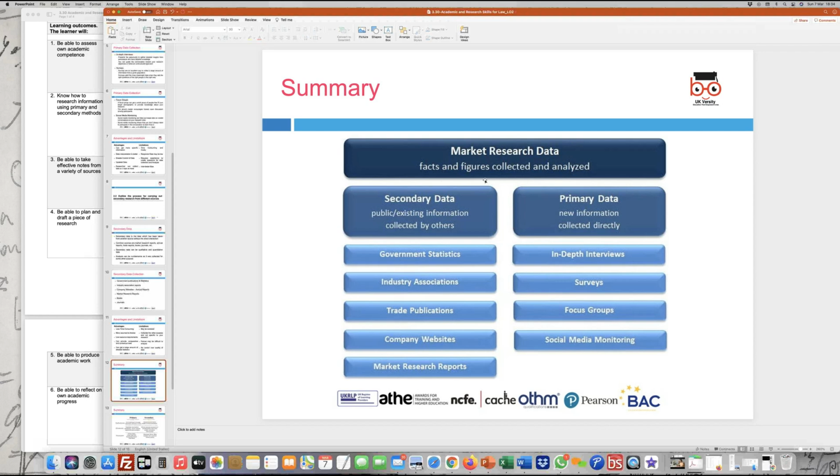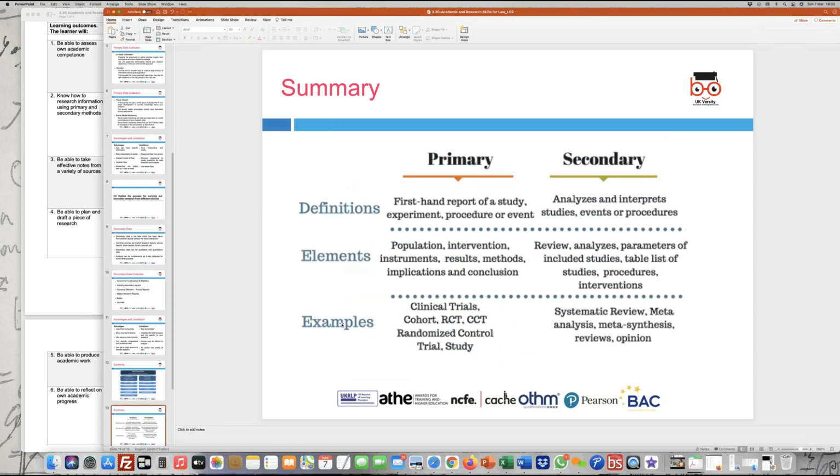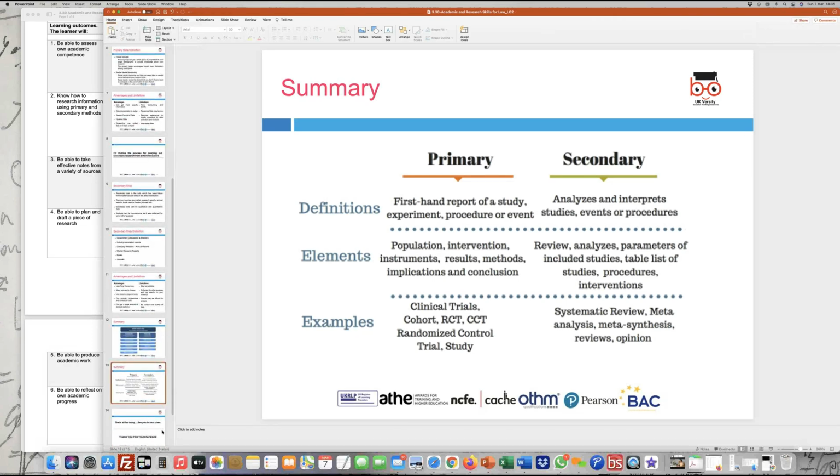So when we look at market research data, facts and figures are collected through secondary sources and primary sources. Primary because you're collecting the information firsthand. Secondary because this is being collected from a published resource, a location where the data has already been presented. And when we summarize the different methods through which research is carried out, we look at primary methods and secondary methods. This particular slide summarizes how and when these activities are done, what elements they involve, and some examples, to cover off the second learning outcome.